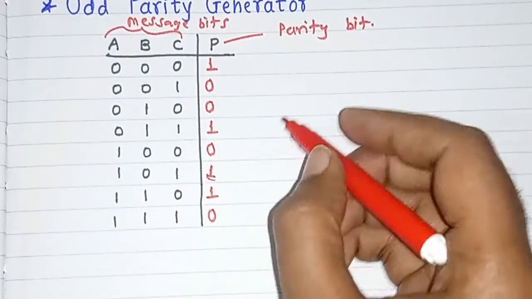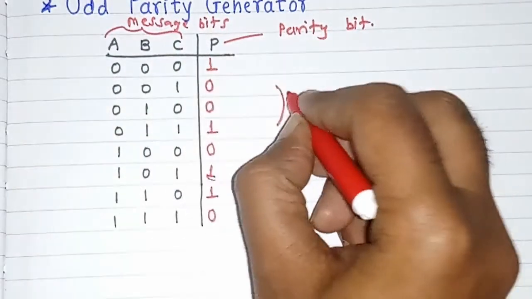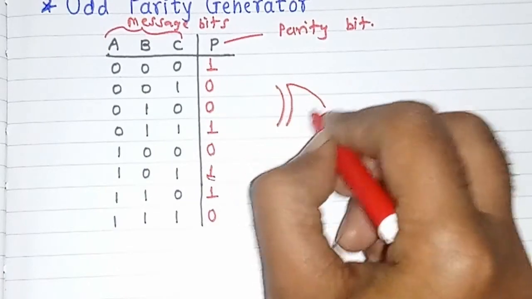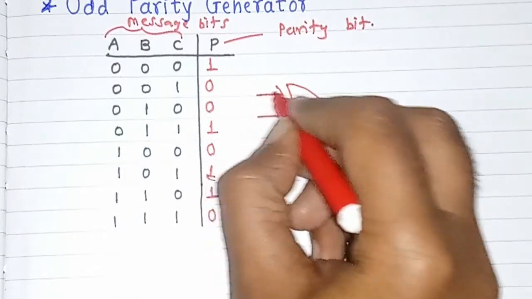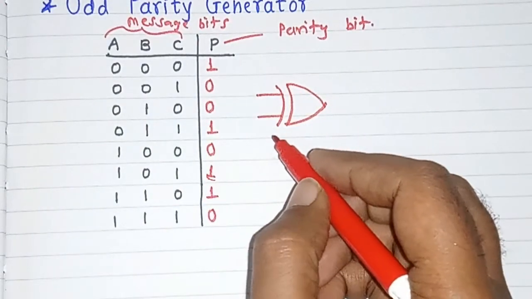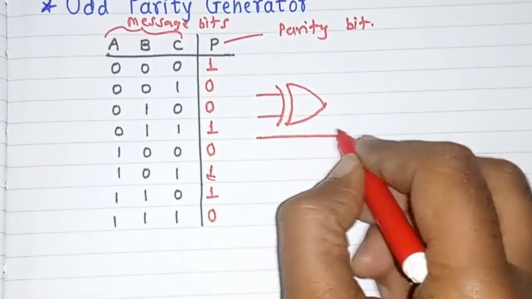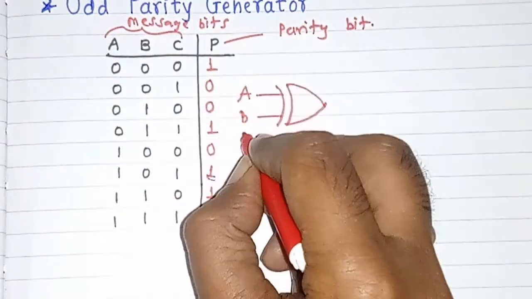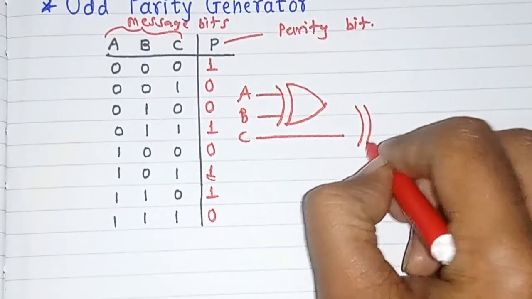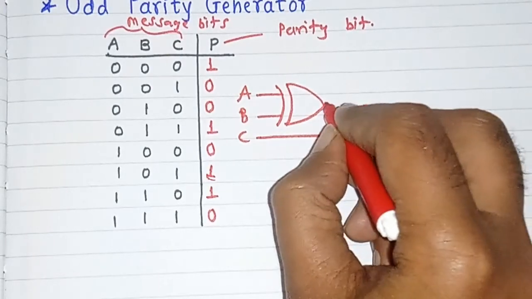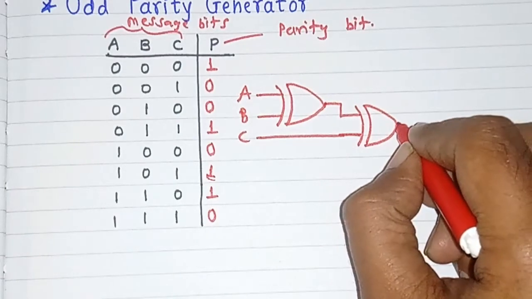So we will simply perform the XNOR operation of A, B, C to build the odd parity generator. Or we can simply perform the XOR operation of A, B, C, and finally make the complement of the output. So here finally we can complement the output.